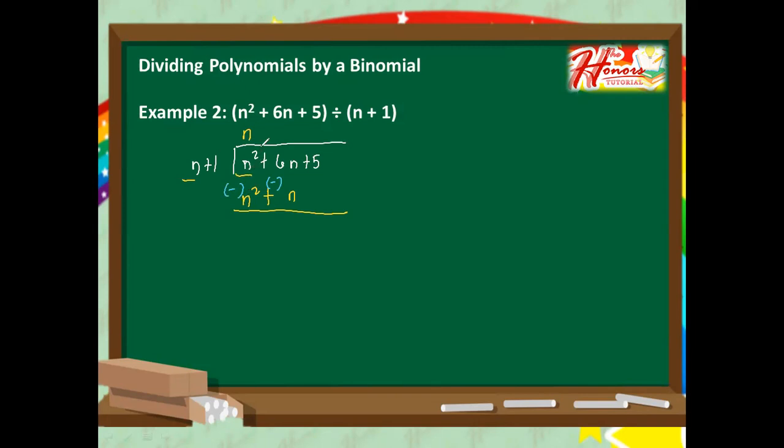N squared minus n squared cancel. Why? Because the numerical coefficient is the same. 1 minus 1 is 0. Though it is not written in here, but it is here. But it is invisible number. So 1 minus 1 is 0, so cancel. 2 minus 2 is 0 also, so cancel. No need to write n squared. And then, for this part, that's 6n minus n.